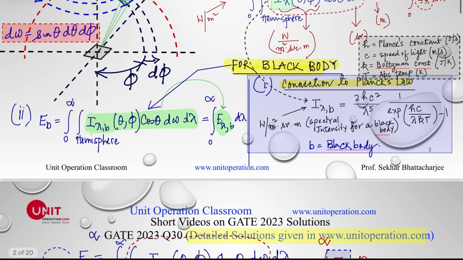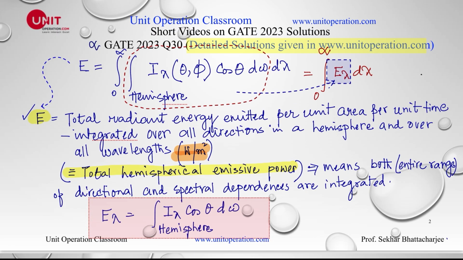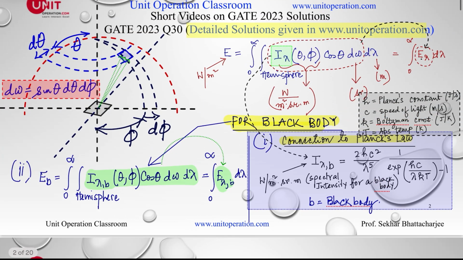E is, first of all, its unit is watt per meter square. That means total energy emitted per unit area of the body. And here you see E is the total radiant energy emitted per unit area per unit time, integrated over all directions in the hemisphere and over all wavelengths. So that is my E. Integrated over all possible directions in a hemisphere and in all wavelengths, 0 to infinity. That is my E. We'll look into what is E lambda and what is I lambda.